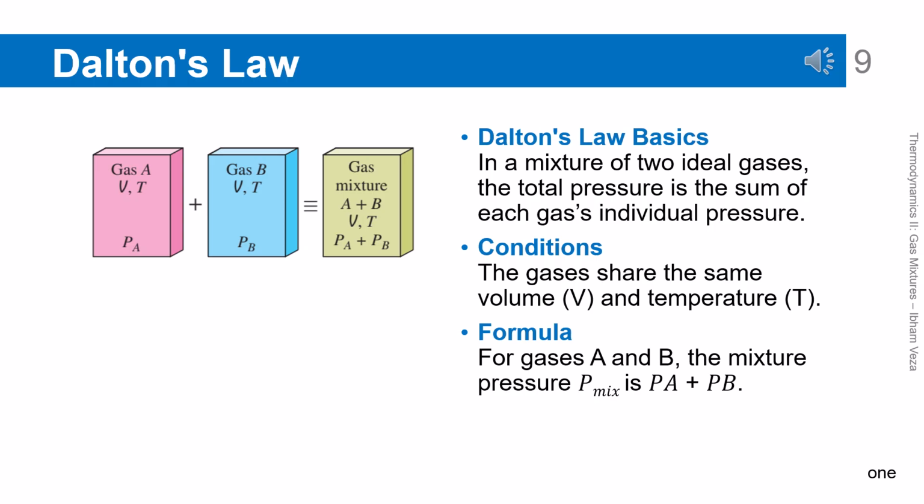Dalton's law of additive pressures. Dalton's law states that the total pressure of an ideal gas mixture is the sum of the partial pressures of each component. Each gas is assumed to occupy the same volume at the same temperature as the mixture. Mathematically, for gases A and B, P_mix equals P_A plus P_B. This concept allows the separation of each component's contribution to the total pressure. The approach is widely used in air and exhaust gas analysis.